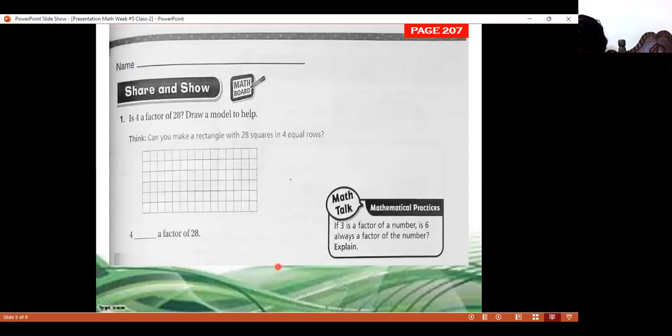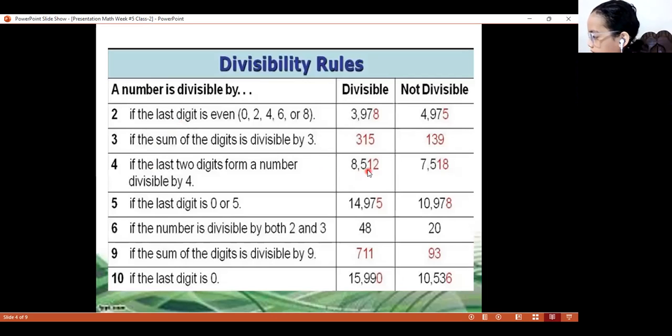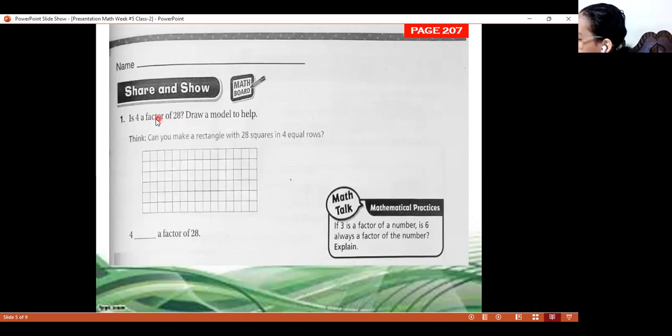Now, using this information, we are going to work on this. With this, we're going to finish class. 4 is a factor of 28. So we are going to identify, yes or no, using the rule. Is 28 on the table of 4? Yes, it's on the table, so yes, it's a factor.